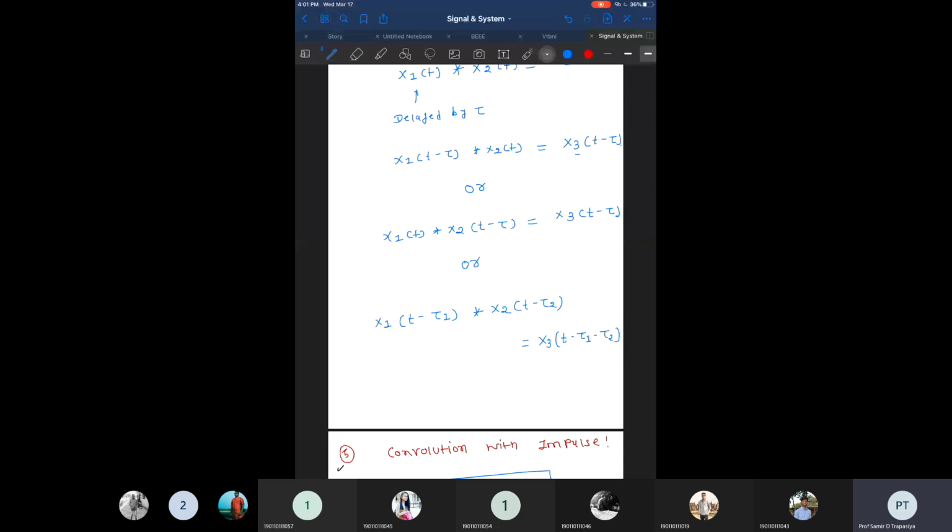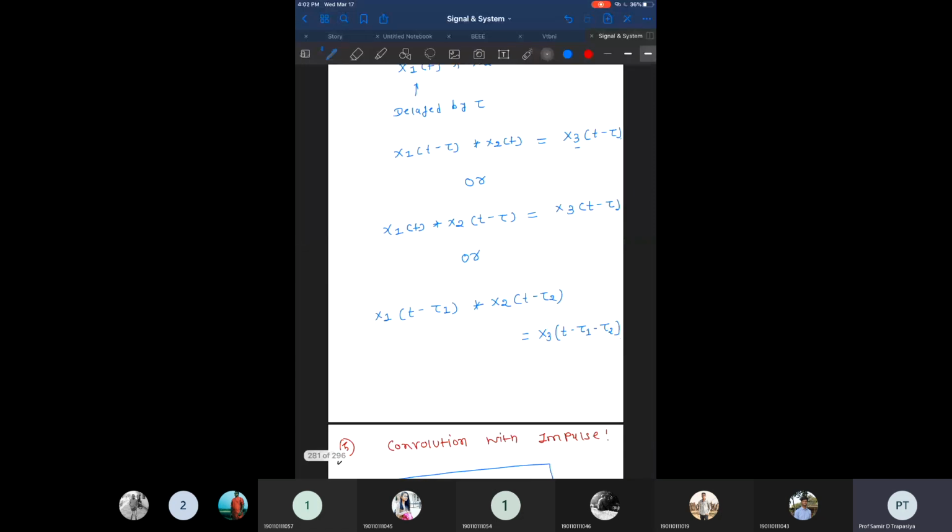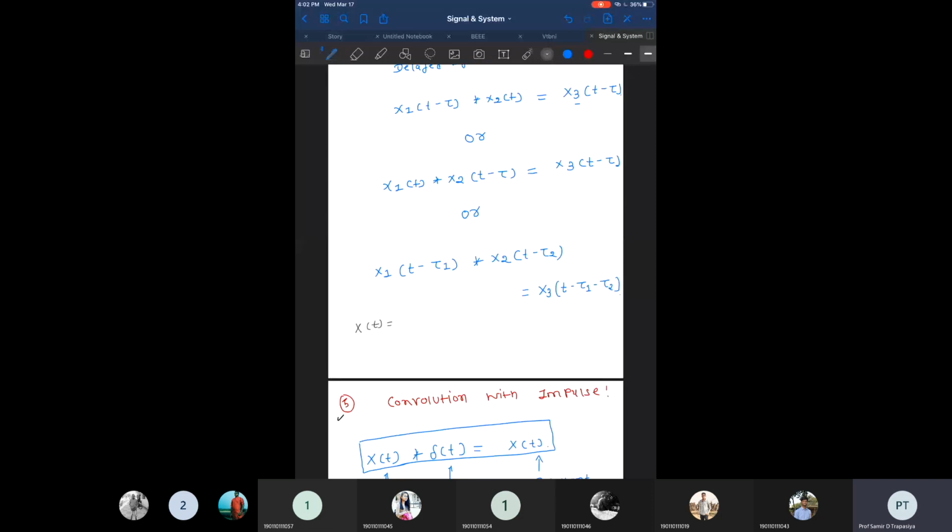Right? So if we delay the first by tau 1, and the second rectangular function is also delayed by some amount tau 2, then this triangular function, which is the resultant signal of the convolution between x1 of t and x2 of t, is also delayed by the amount t minus tau 1 minus tau 2, meaning the addition of the delay of the first signal and the second signal. That is the important property.